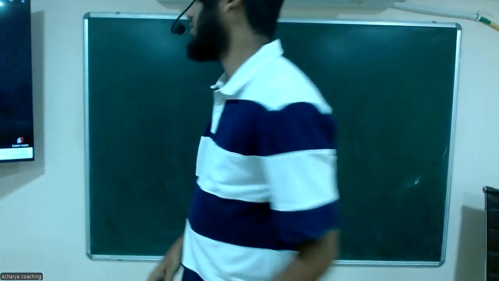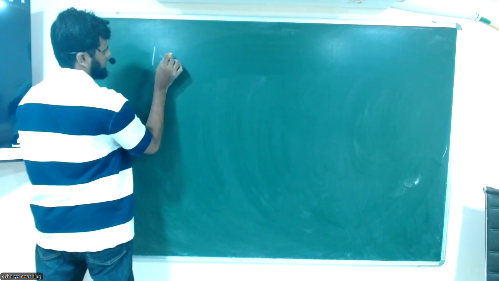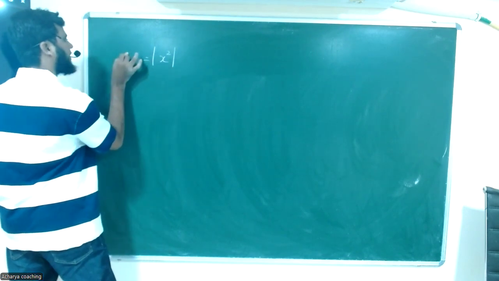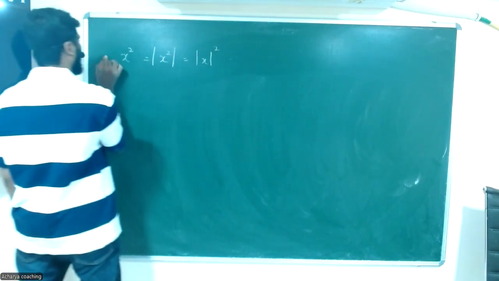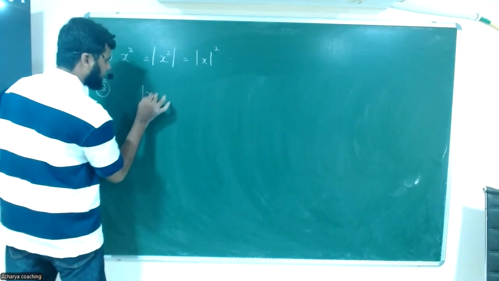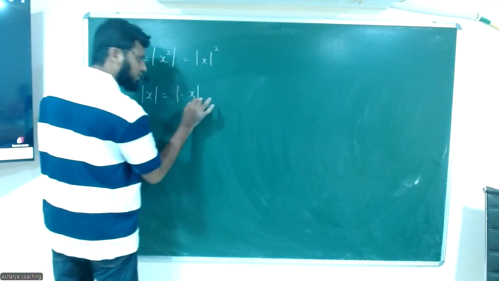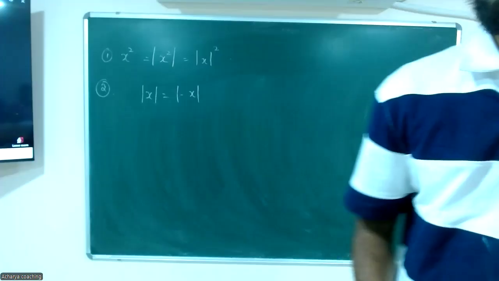Properties of modulus. Okay. Modulus of x square is the same as modulus of x the whole square. All are same. Modulus of x will be same as modulus of minus x, like modulus of 2 and modulus of minus 2 both are same.